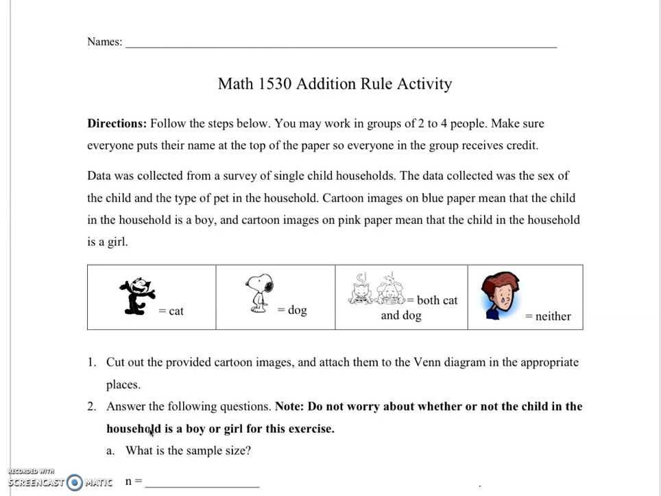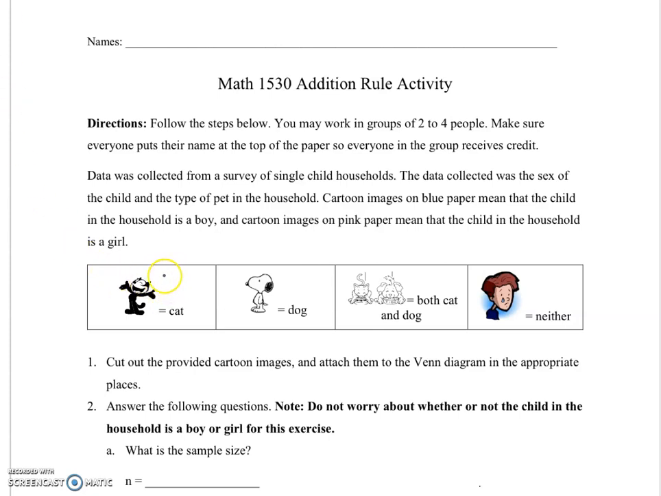So we collected data from a survey of single-child households. The data collected was the sex of the child and the type of pet in the household. So we have these cartoon images, and normally I print these out in class for you. Blue ones mean that the child in the house is a boy, and pink ones mean that the child in the house is a girl. And normally, if we're in class, I give you guys paper cutouts, and you guys can do it that way.